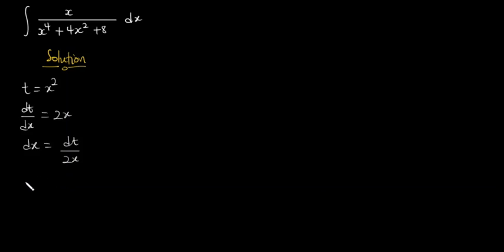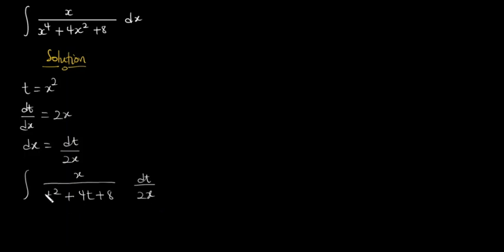So now let's go back to the function and do our substitution. We have the integral of x divided by x to the power 4. But now we know that t is equal to x squared, right? So you can write x to the power 4 as t squared, and then plus 4x squared can now be written as 4t, and then plus 8. Then our dx will now be dt divided by 2x. This is what we have.